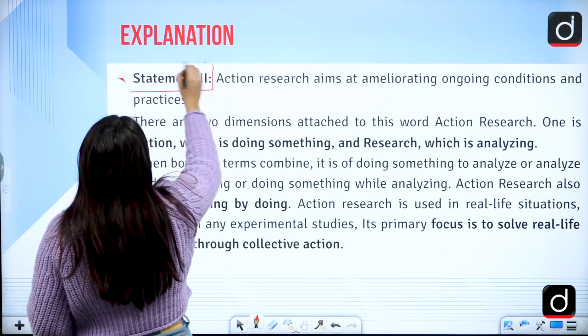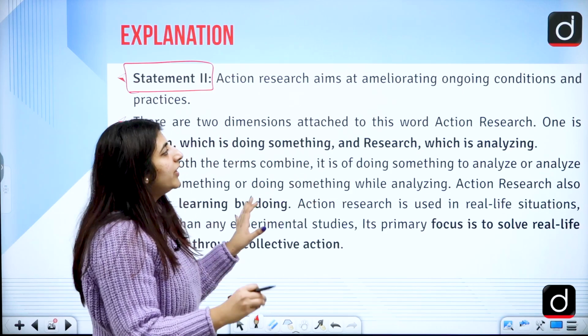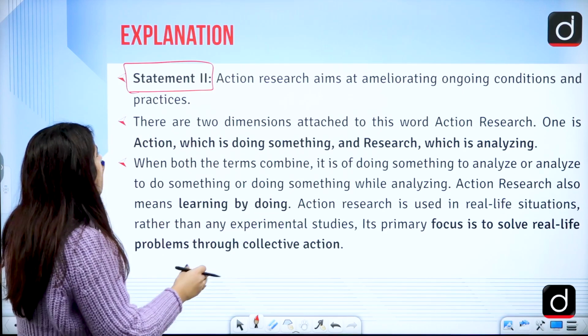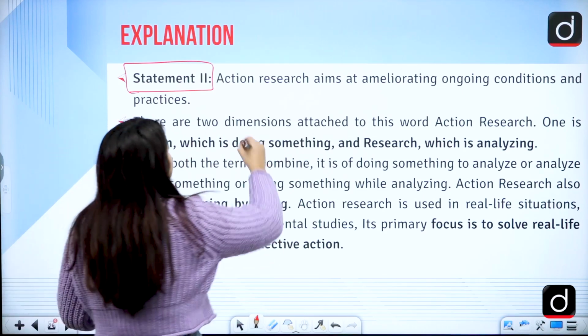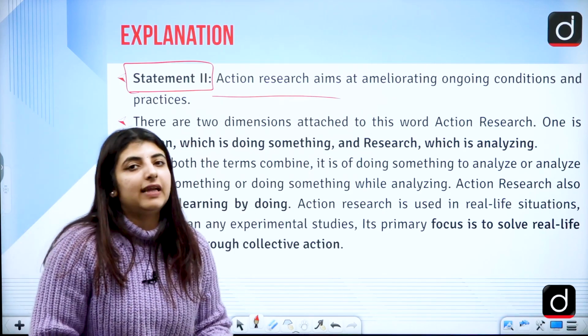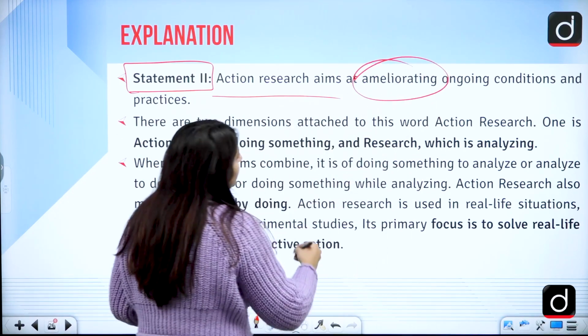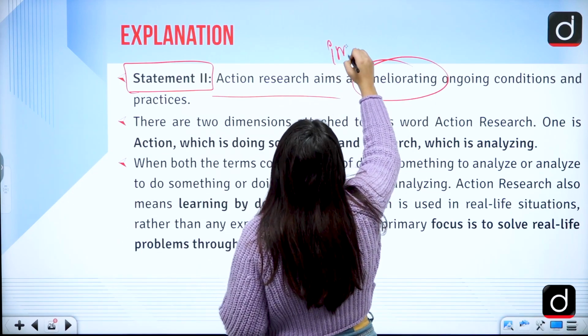Statement 2 says action research aims at ameliorating ongoing conditions and practices. Of course, this is correct, because if you recall the first slide, first of all, we saw the word ameliorating, correct, which means improvement.